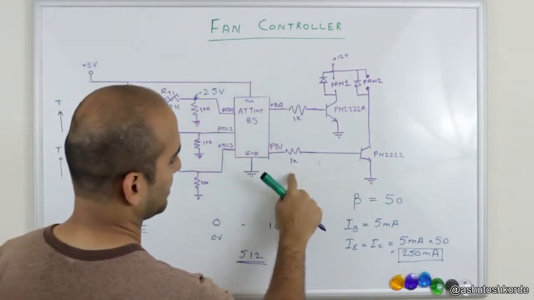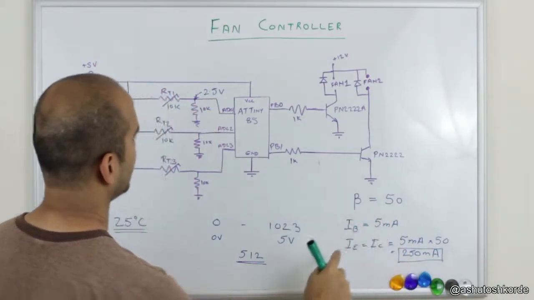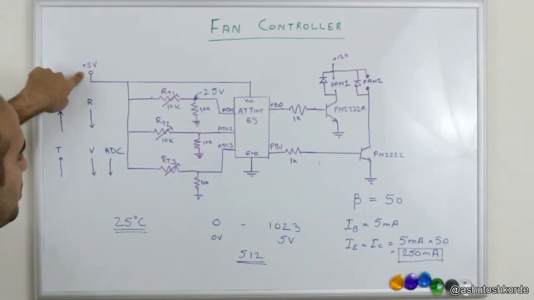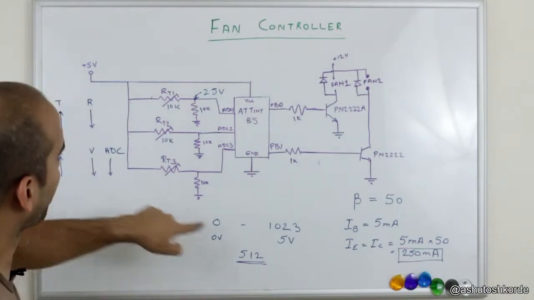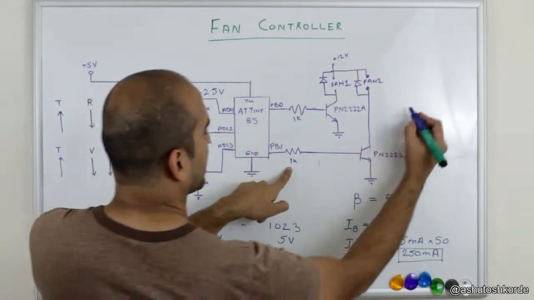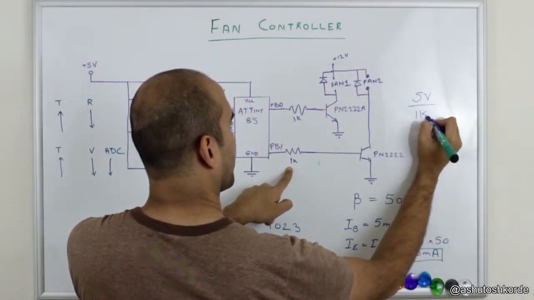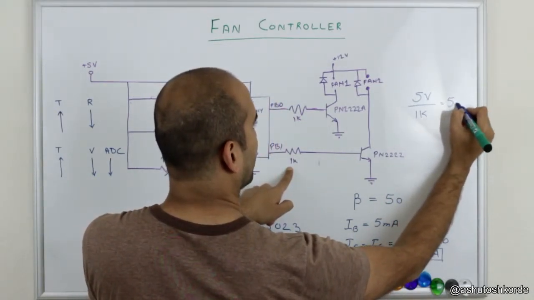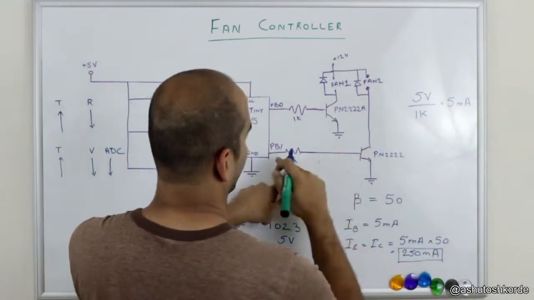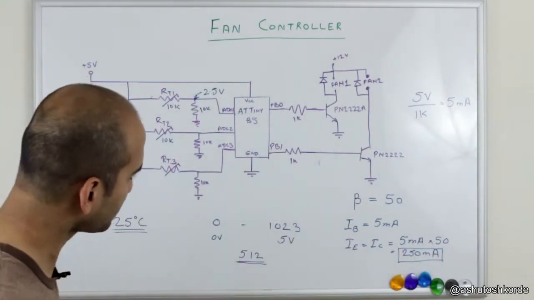And the way we get the 5 milliamp value is because the supply rail for the ATtiny is 5 volts, and dividing that by the 1K resistor that we have will give us 5 milliamps when this port is turned on.